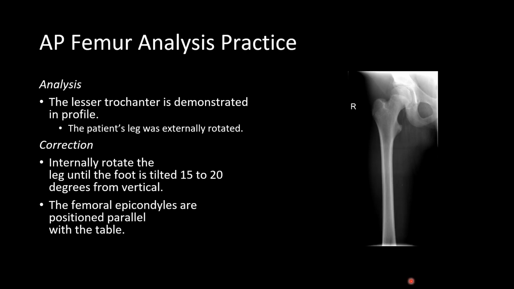In this AP femur practice analysis, we can see that the lesser trochanter here is demonstrated in profile, which should indicate to you that the leg was externally rotated. In order to correct this, we need to internally rotate that leg until the foot is tilted at a 15 to 20 degree angle, and the femoral epicondyles are positioned parallel with the imaging table.